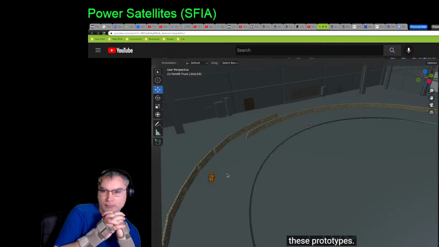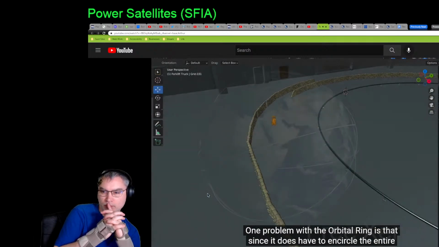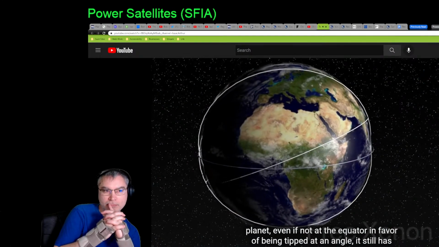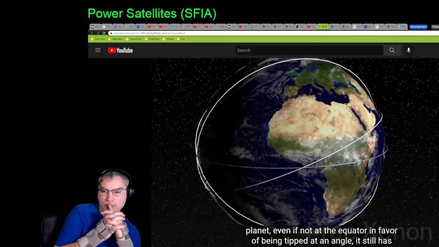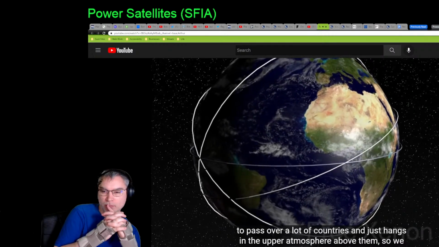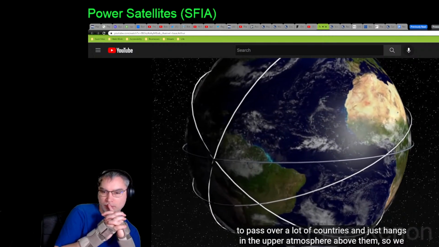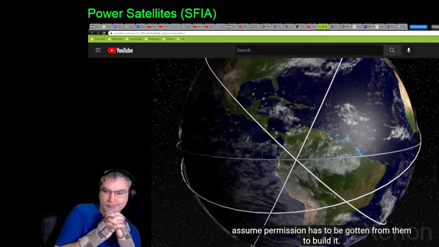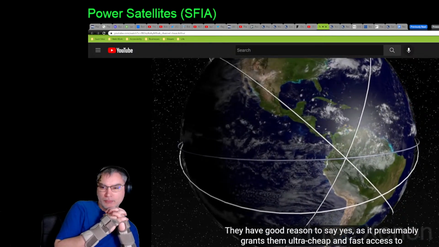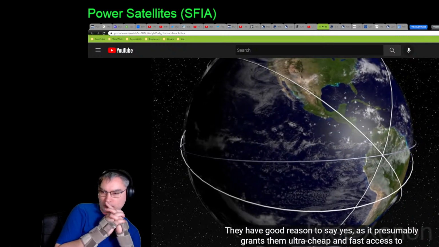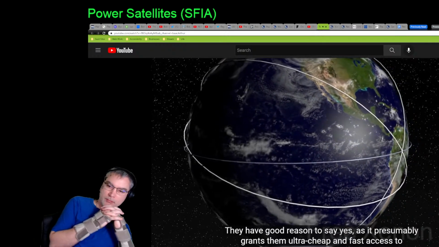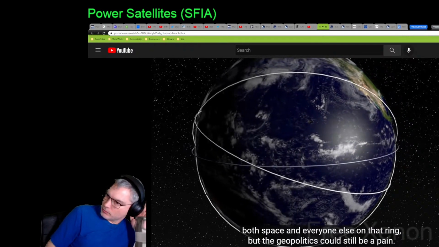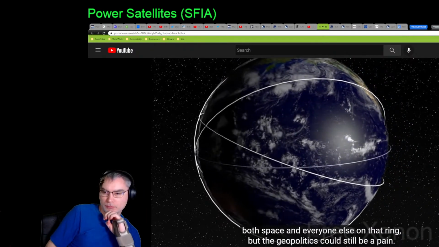build these prototypes. One problem with the orbital ring is that since it does have to encircle the entire planet, even if not at the equator in favor of being tipped at an angle, it still has to pass over a lot of countries and just hang in the upper atmosphere above them. So we assume permission has to be gotten from them to build it. They have good reason to say yes, as it presumably grants them ultra cheap and fast access to both space and everyone else on that ring, but the geopolitics could still be a pain.